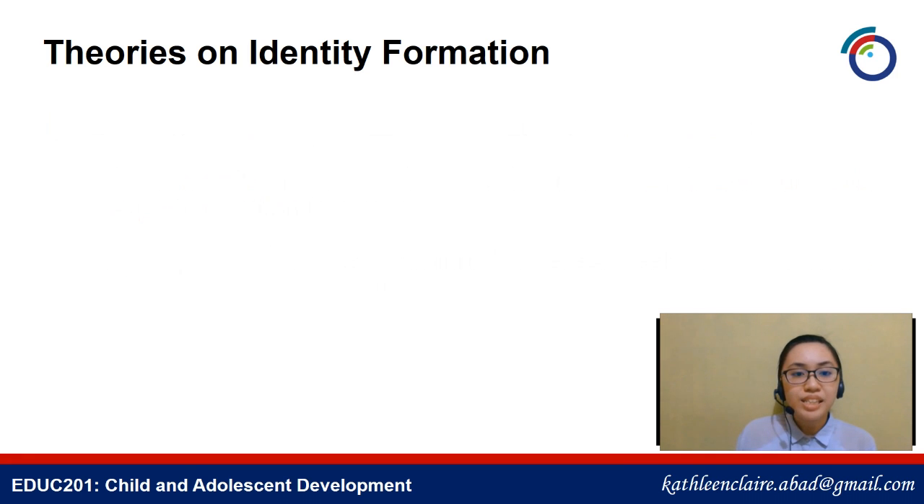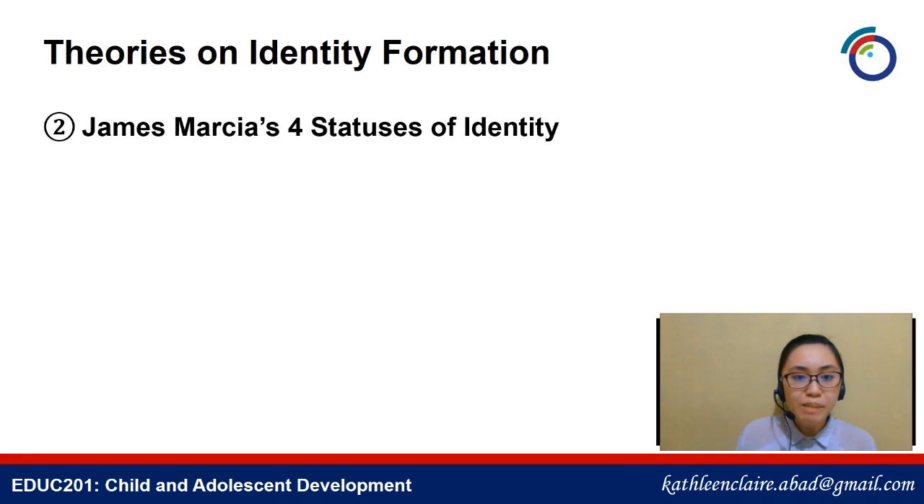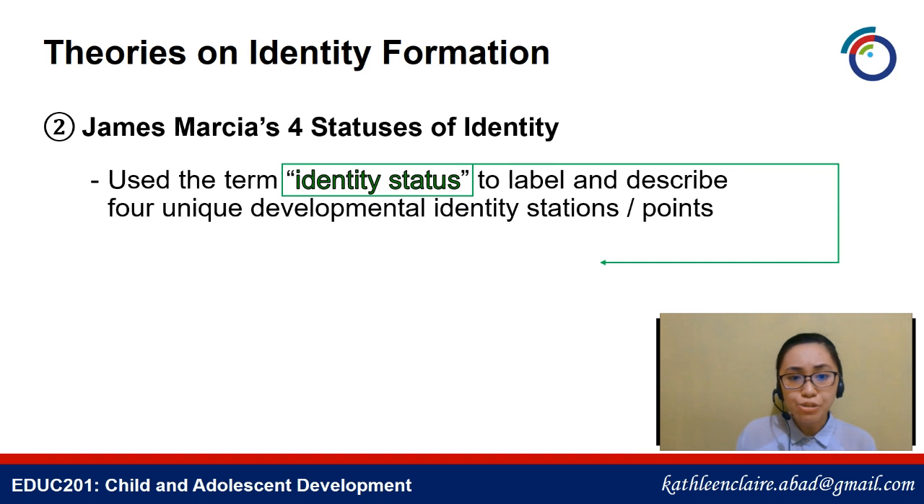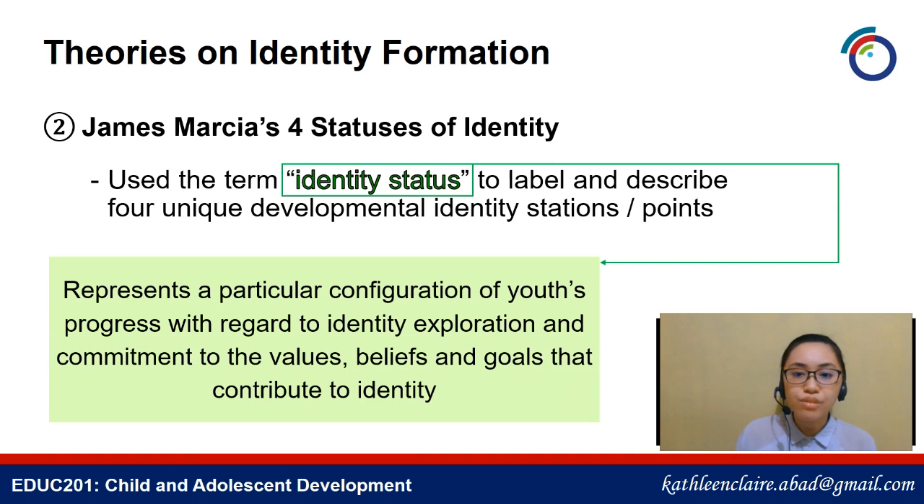So now we move on to the second theory. Ito naman ay James Marshall's 4 statuses of identity. So James Marshall used the term identity status to label and describe 4 unique developmental identity stations or points. So identity status represents a particular configuration of youth's progress with regard to identity exploration and commitment to the values, beliefs, and goals that contribute to identity.